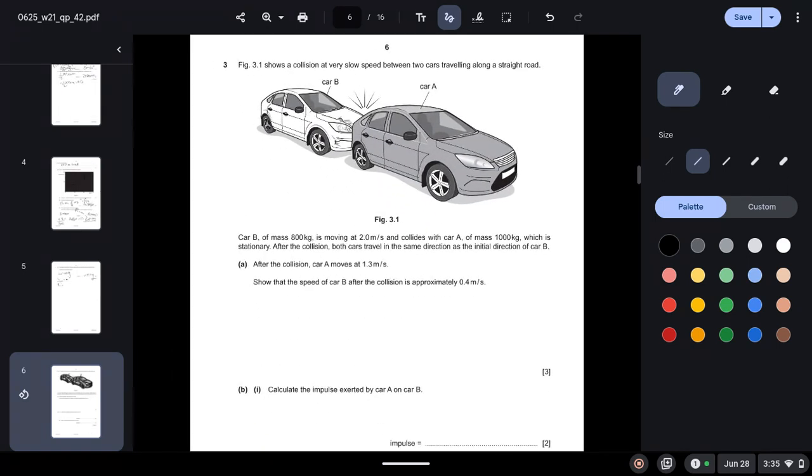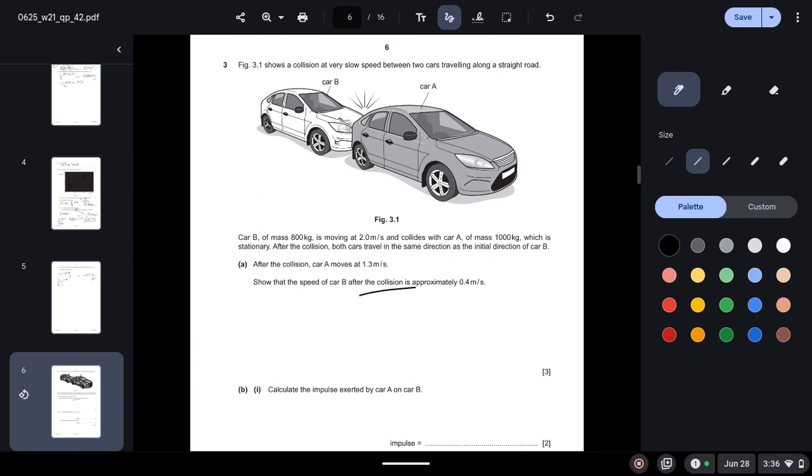Question 3. Figure 3.1 shows a collision at very low speed between two cars traveling along a straight road. Car B of mass 800 grams is moving at 2 meters per second and collides with car A of mass 1000 kilograms, which is stationary. After the collision, both cars travel in the same direction as the initial direction of car B. After the collision, car A moves at 1.3 meters per second. Show that the speed of car B after the collision is approximately 0.4 meters per second.